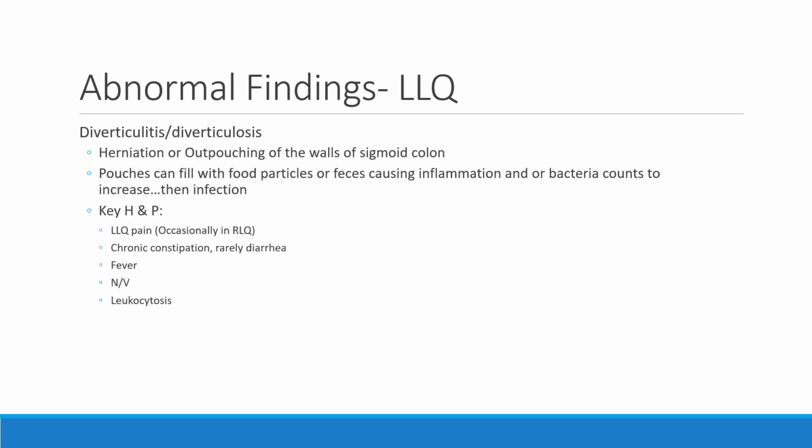Diverticulitis or diverticulosis is typically a pain that can be felt in the left lower quadrant. It is related to herniation or outpouching of the walls of the sigmoid colon. Herniation creates the small pouches. These pouches can then fill with food particles or feces, causing inflammation and bacteria to continue to increase, and then infection. So key history and physical findings are left lower quadrant pain, but occasionally we can see that in the right lower quadrant, chronic constipation, rarely diarrhea, fever, nausea, vomiting, and leukocytosis.